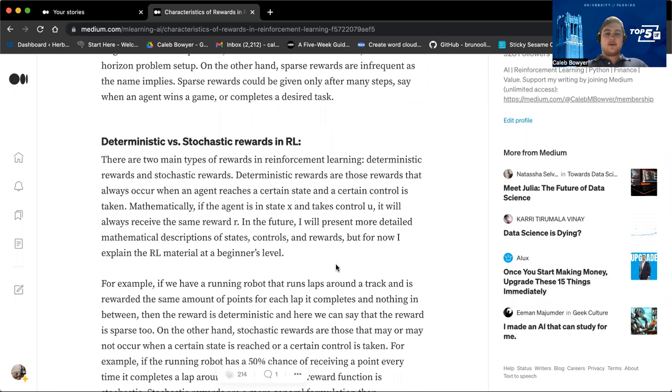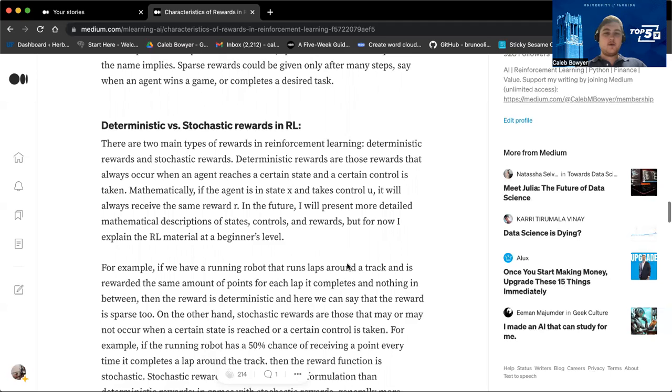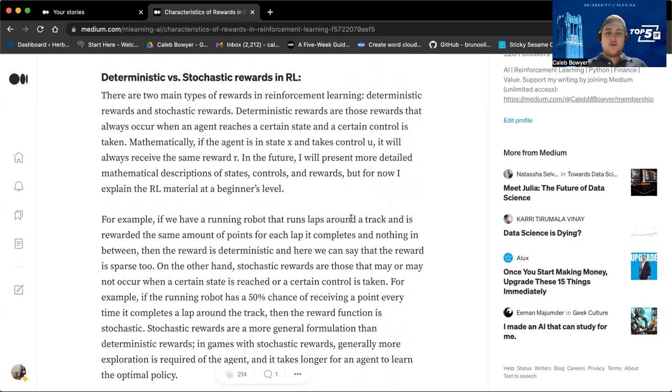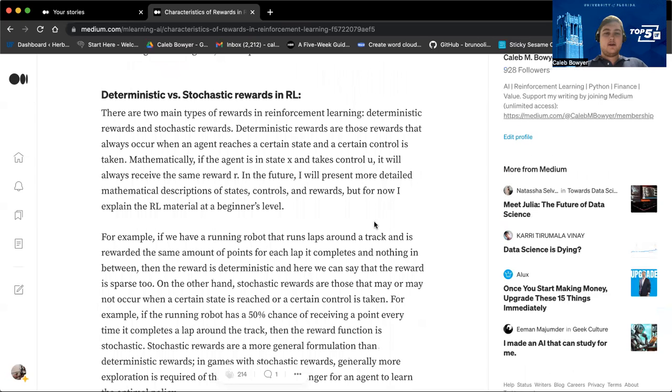Next, the characteristic of deterministic versus stochastic rewards in RL. There are two main types of rewards in RL: deterministic rewards and stochastic rewards. Deterministic rewards are those rewards that always occur when an agent reaches a certain state and takes a certain control. Mathematically, if the agent is in state X and takes control U, it will always, I repeat, always receive the same reward R, hence the name deterministic reward.